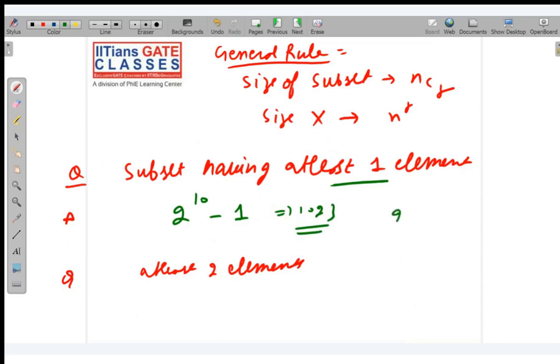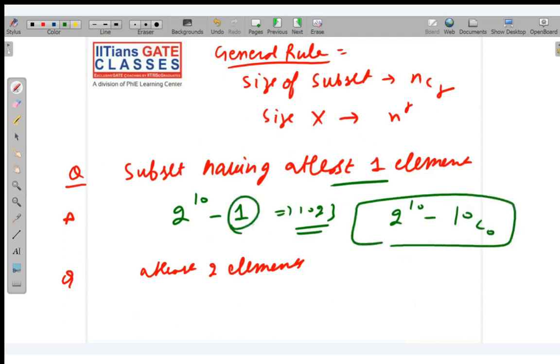You can think like this also: 2 power 10 minus 10C0. 10C0 is 1 only, so the same answer. Why 1? Because of 10C0. Okay, subset having at least one element is over.